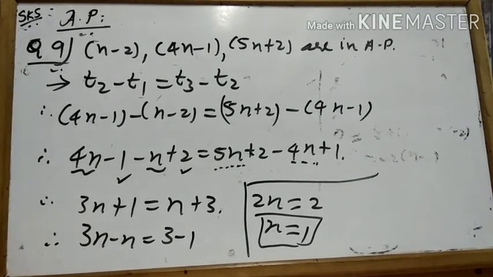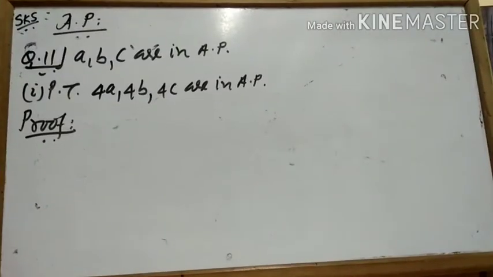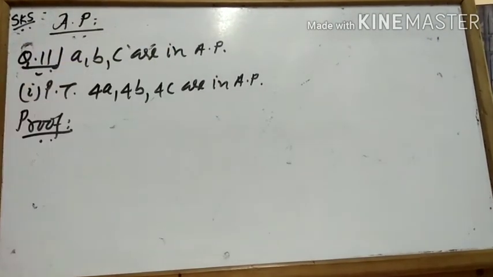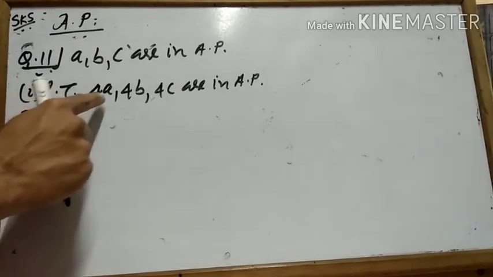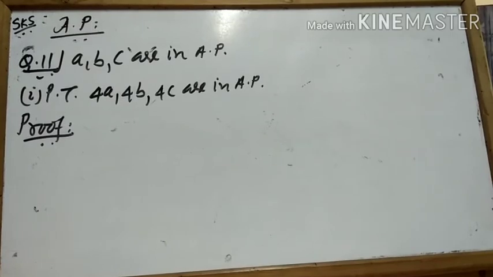There are two more questions of the same category. You can try it out. Question number 11. It's a simple question but trickier. They have given us that A, B and C are in AP. We are supposed to prove that 4A, 4B and 4C are also in arithmetic progression.